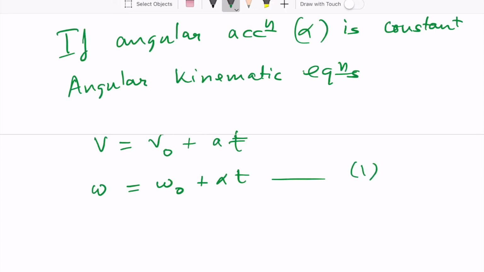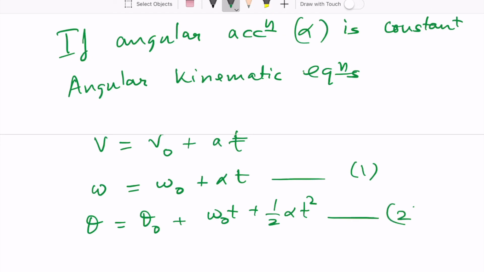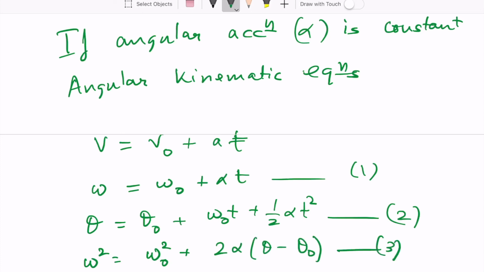The second kinematic equation would be theta final is equal to theta 0 plus omega 0 t plus half alpha t squared. Notice that this is just the second kinematic equation with angular variables substituted instead of the linear variables. And what about the third kinematic equation? Omega square is equal to omega initial square plus 2 alpha times theta minus theta 0. That's the third kinematic equation. So these are your kinematic equations.